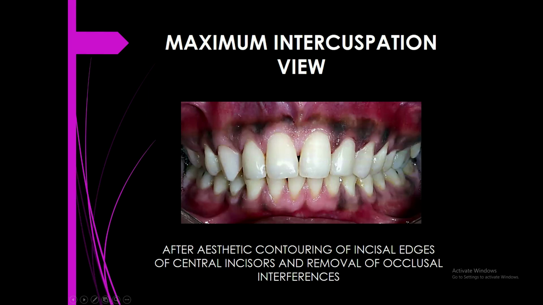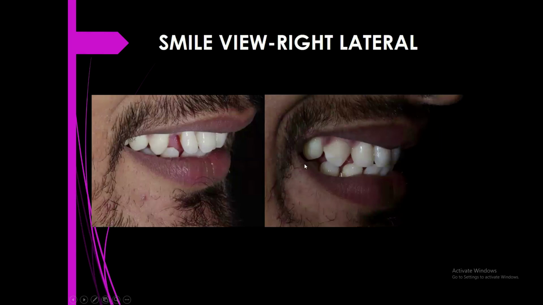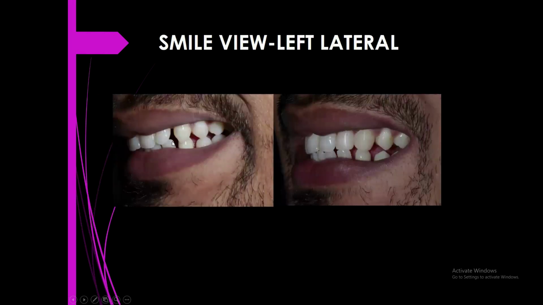Then we did the aesthetic contouring of the central incisors to make the incisal edges look straight and removed all the occlusal interferences. This is how it looked immediately post-operatively. This is a smile view, right lateral. A big, remarkable difference really, that made the patient very happy, because such a huge diastema of about 4.5 millimeters got closed just with direct composite bonding, no prep. On the left lateral, the difference is slightly visible. It's not remarkable, but definitely the space has been closed.